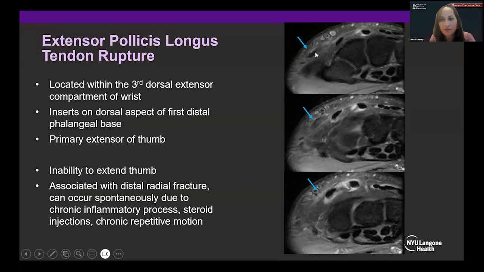So again, here we see these are just a few select images. This is where we would have the extensor pollicis longus of the third dorsal extensor compartment as it's extending towards the thumb. And then more proximally, we see that high signal within the tendon fibers. And then even in a more proximal image, we lose those tendon fibers with fluid in the expected location of the tendon.